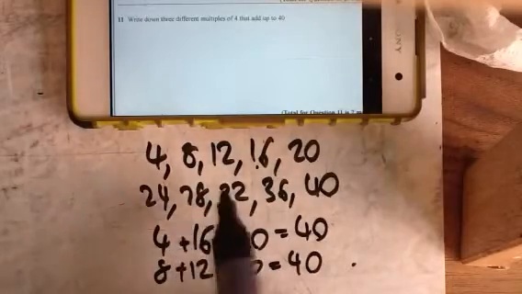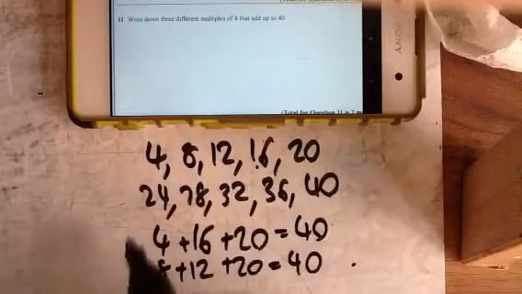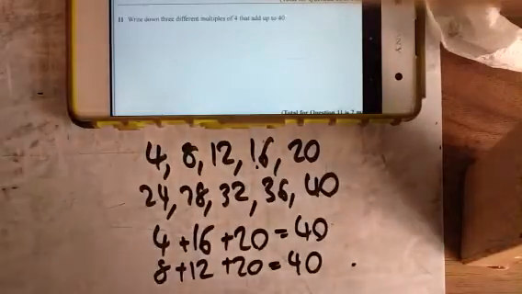What else can I do? 8 and 12, 4 and 16. That's all I can see, but I've got 2 options, either one is fine.